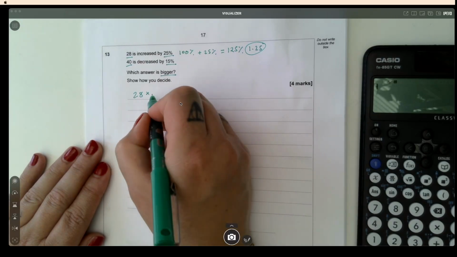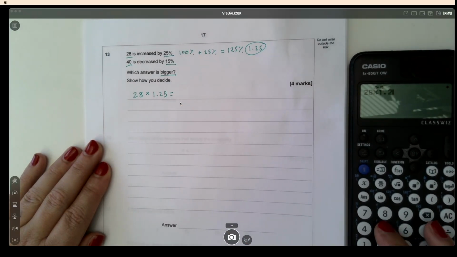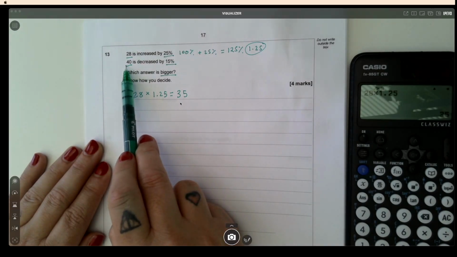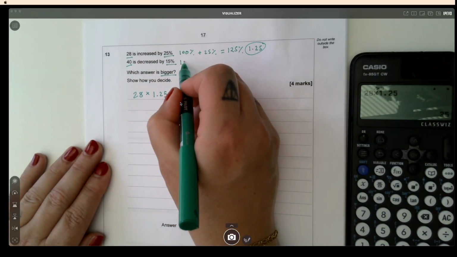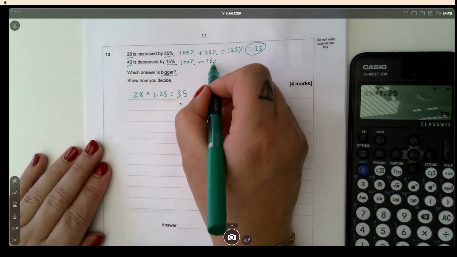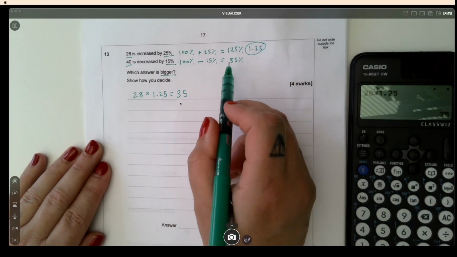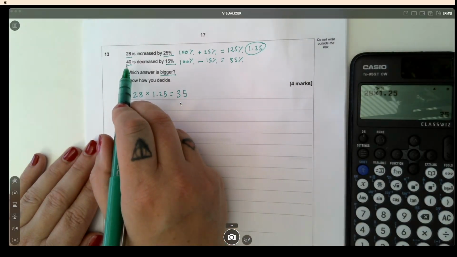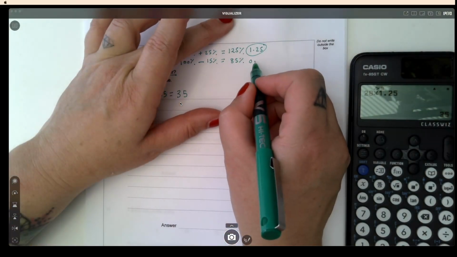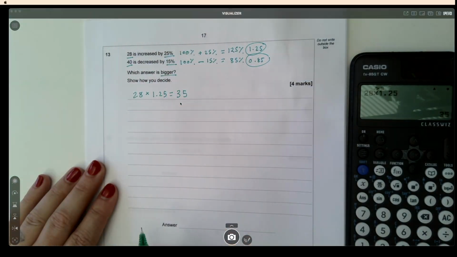So if I multiply 28 by 1.25, it's a calculator paper, that gives me an answer of 35. So now I'm going to decrease 40 by 15%. I'm going to do 100% take away 15%. Well, 100 take away 15 is 85. So I'm looking for 85% of 40 because that will be 40 decreased by 15%. 85% as a multiplier is 0.85. So that's what I'm going to use to decrease 40 by 15%.